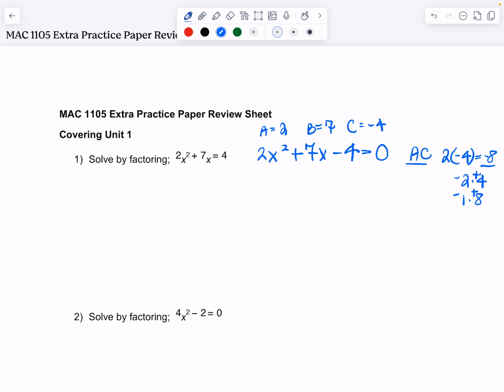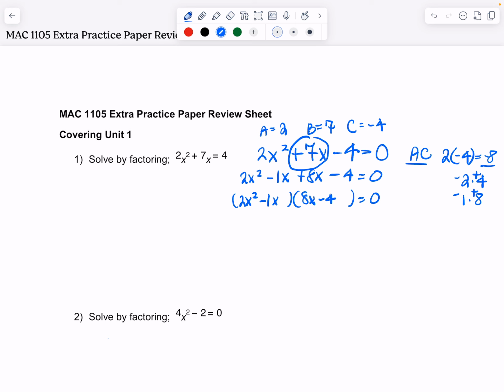So what I'm going to do is replace the 7x with minus 1x and plus 8x. And then I need my constant, -4. So now I have 4 terms, which means I should group. So grouping, I'm going to group the first 2 together and the last 2 together. Then I'm going to take out the GCF of each binomial.